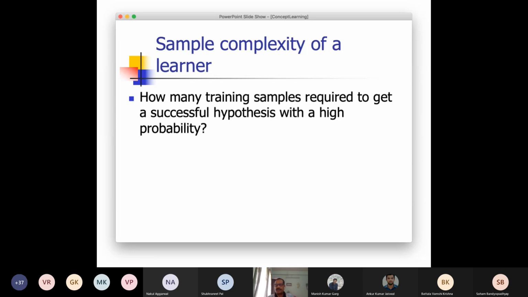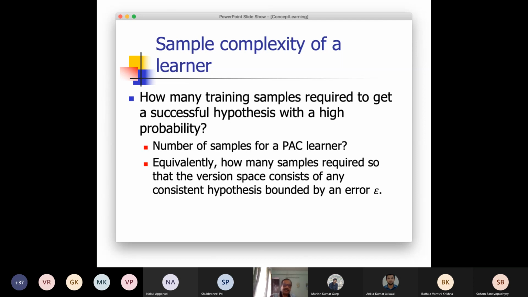Now, when we try to get a learning scheme as PAC learnable, or a learner as PAC learnable, we would like to know what is the minimum number of training samples that would ensure that it is PAC learnable, in terms of epsilon and delta. Also, the size of the hypothesis determines the size of the hypothesis space, right? So how many training samples would be required so that with high probability, 1 minus delta? So the number of samples for a PAC learner is important.